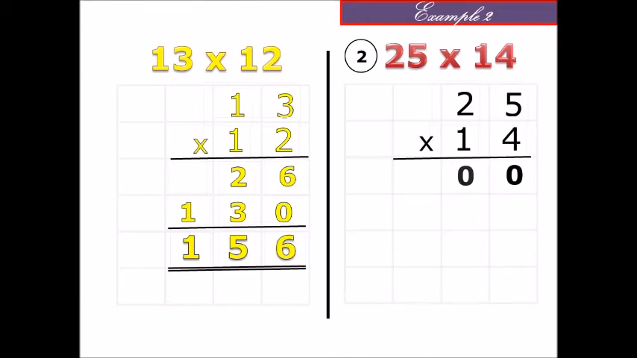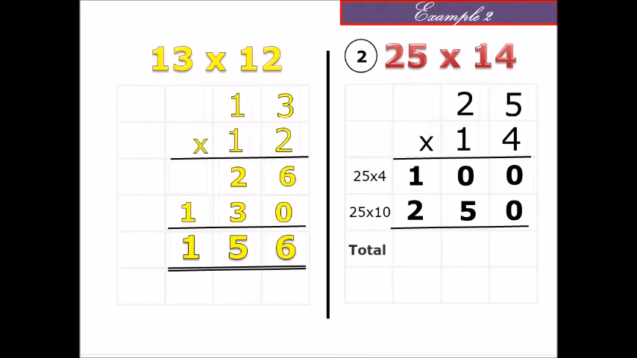So 4 times 5 is 20, remainder 2. 4 times 2 is 8, plus 2 is 10. So 25 times 4 is 100. Then you take 10 times 5 is 50. 10 times 20 is 200. So you have 250. Then you add them up. You have 0 plus 0 equals to 0. 0 plus 5 equals to 5. 1 plus 2 equals to 3. So 25 times 14 equals to 350.